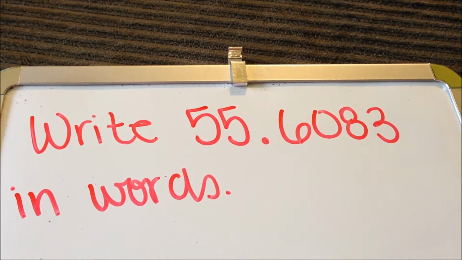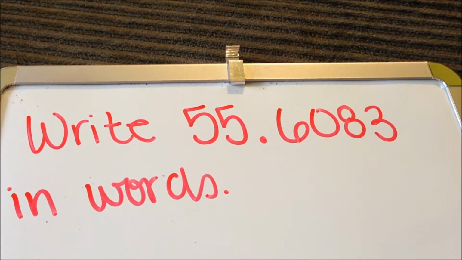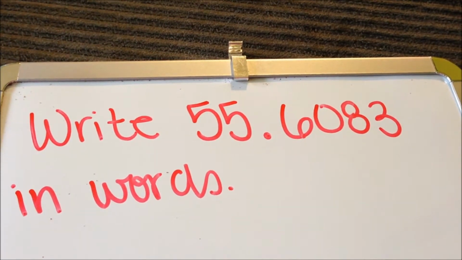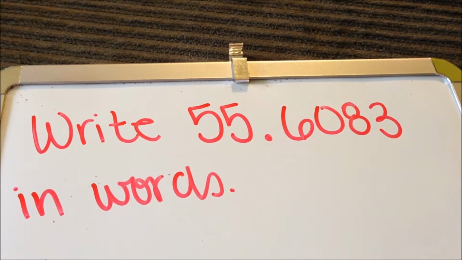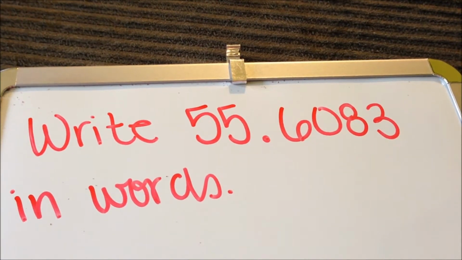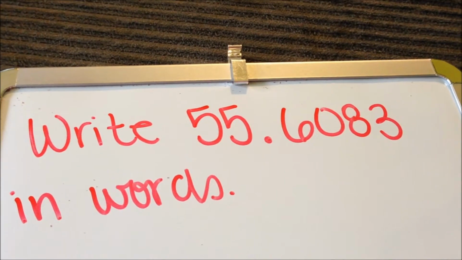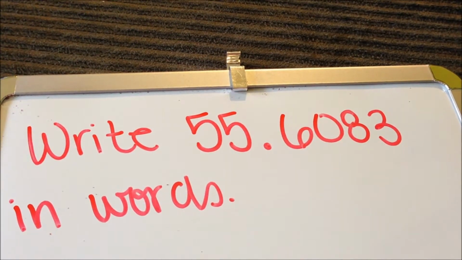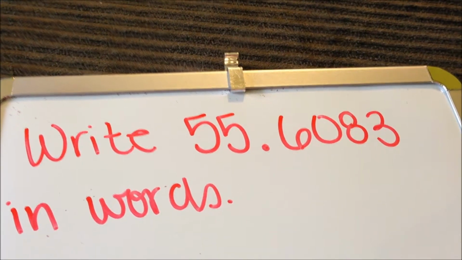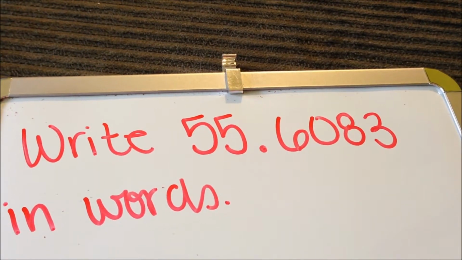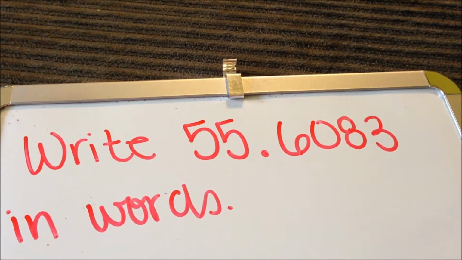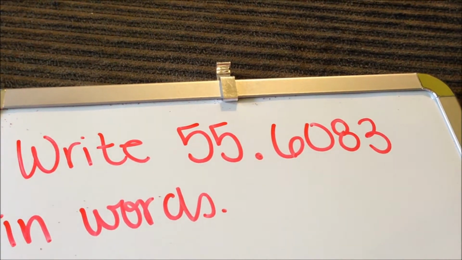Write the number 55.6083 in words. We have 55 to the left of the decimal point, and we have 6,083 to the right of the decimal point. Please keep in mind that you're going to write the word "and" once and only once, and you're going to write it as your decimal point. So again, the number to the left of the decimal point is 55, and the number to the right of the decimal point is 6,083.